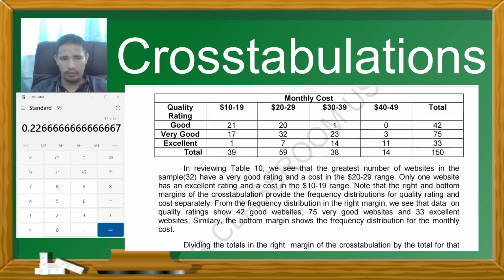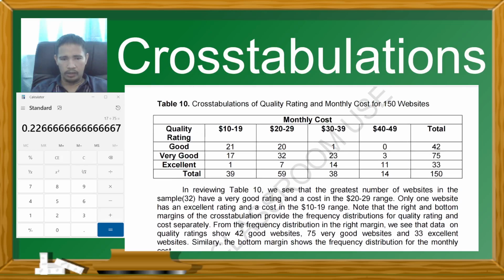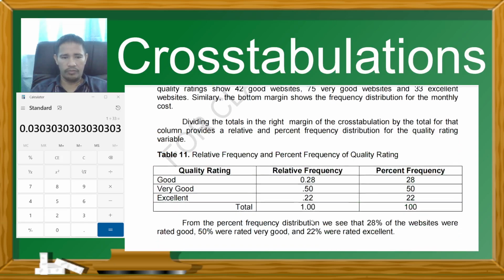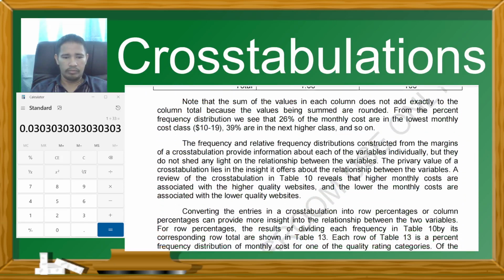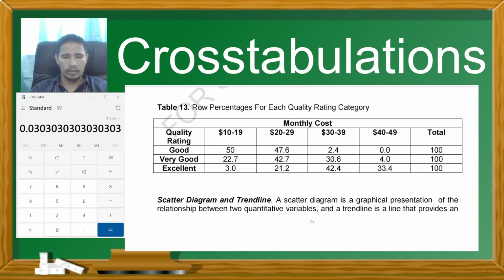And the other one, for the excellent, is 1 divided by 33. So 1 divided by 33 is 3%. Let's see if that is correct. So that's 22.7 and 3%. Correct.